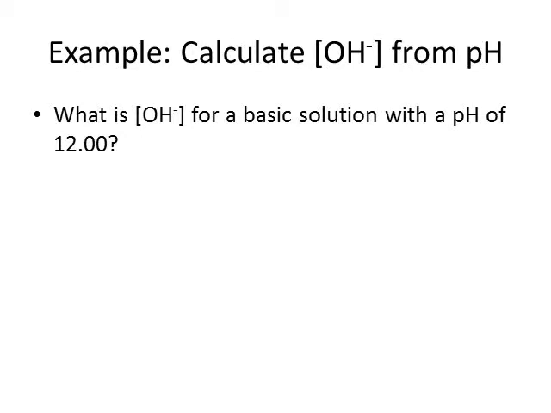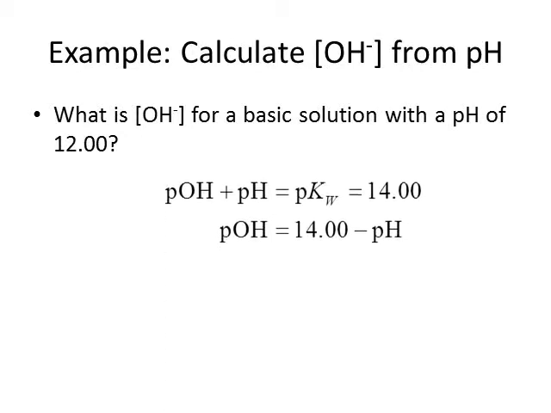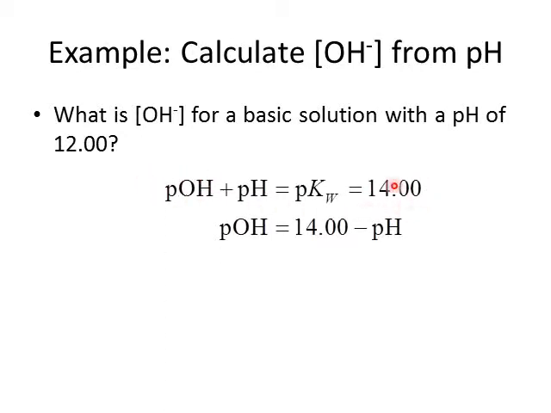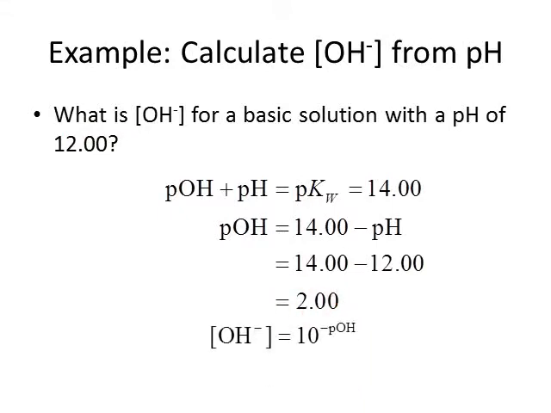In this case, the first thing I would do is look at the formula pH plus pOH is 14.00. I can rearrange it by subtracting pH from both sides to get pOH is 14.00 minus the pH. We know the pH is 12.00, so that's 2.00. Therefore, the concentration of OH minus is 10 to the minus pOH, or antilog minus pOH, and therefore the OH minus concentration is 1.0 times 10 to the minus 2 molar.